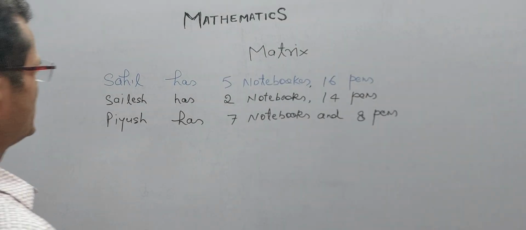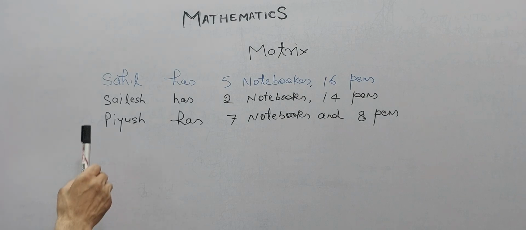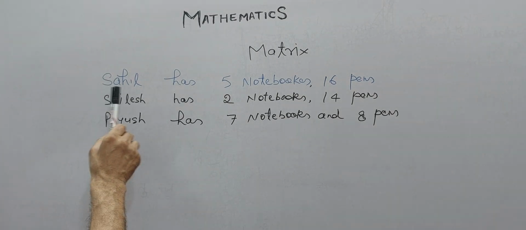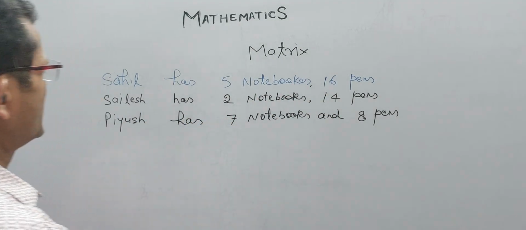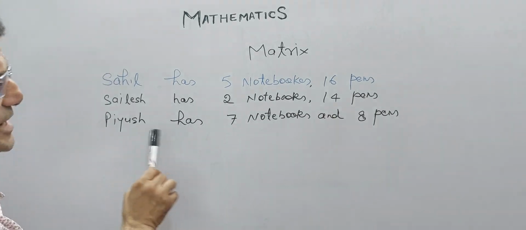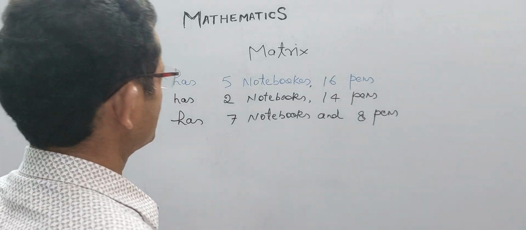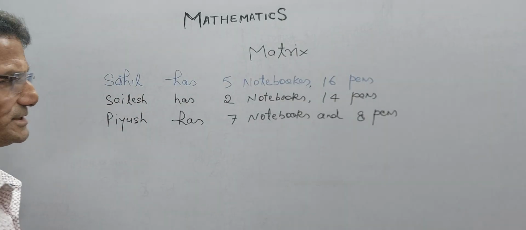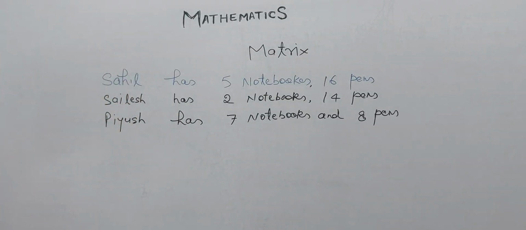So this is our data. Let us start. 3 students. Sahil has 5 notebooks and 16 pens. Salish has 2 notebooks and 14 pens. Piyush has 7 notebooks and 8 pens. How to write this in matrix format? We can write this in matrix format like this.